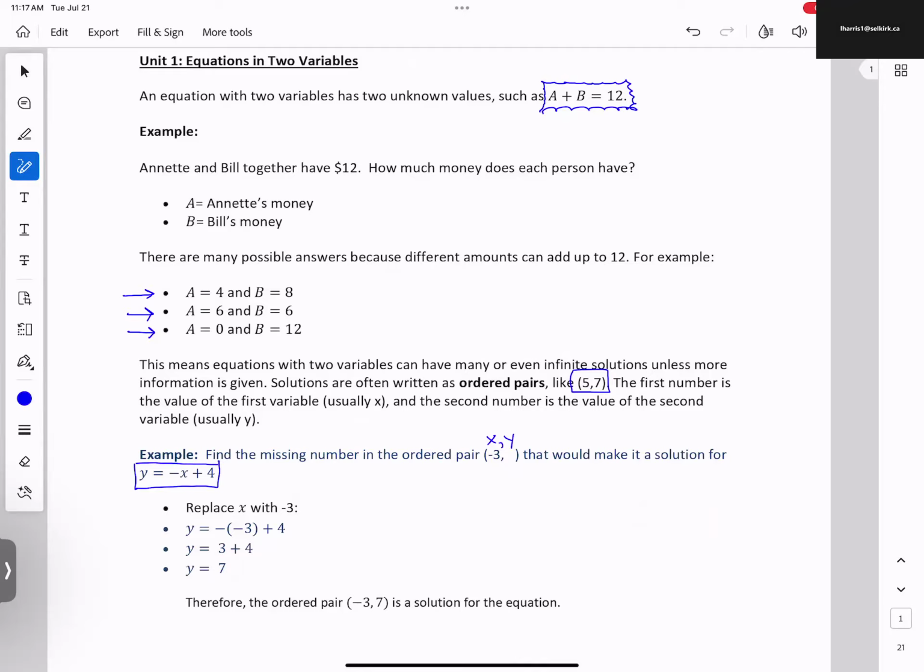So what you want to do is replace the x with a -3. And so be careful with your negative signs here. We had negative x, so that's going to become negative -3. And then we have +4. That gives us +3 plus 4, or 7. So therefore, we end up with the ordered pair, -3 and 7, which is a solution for the equation. It's not our only solution. There's actually infinite solutions to this equation, but it is one xy pair that makes this equation true.